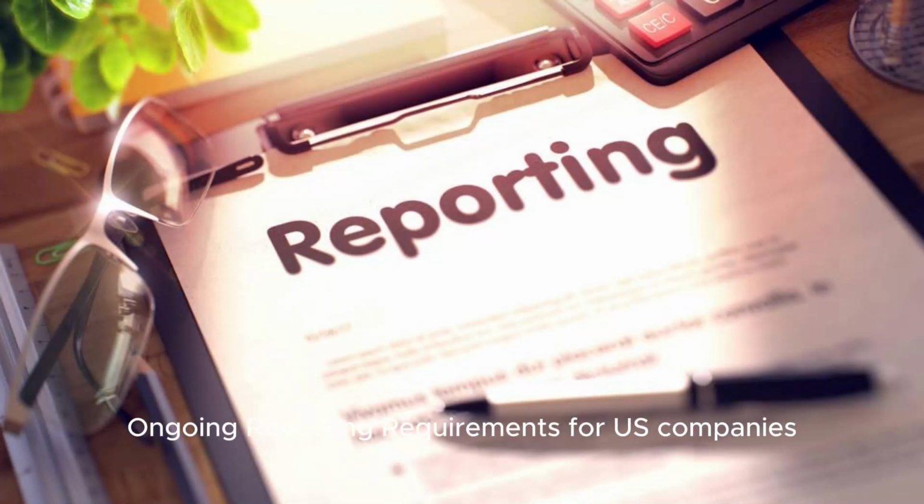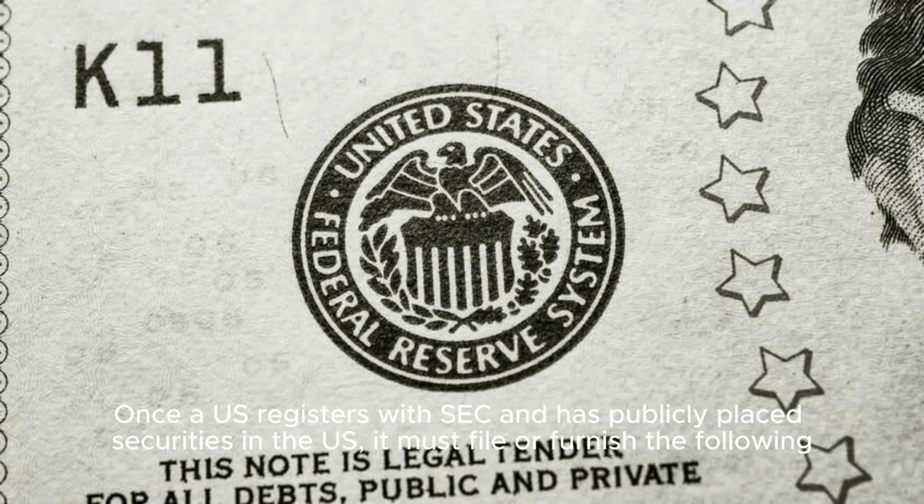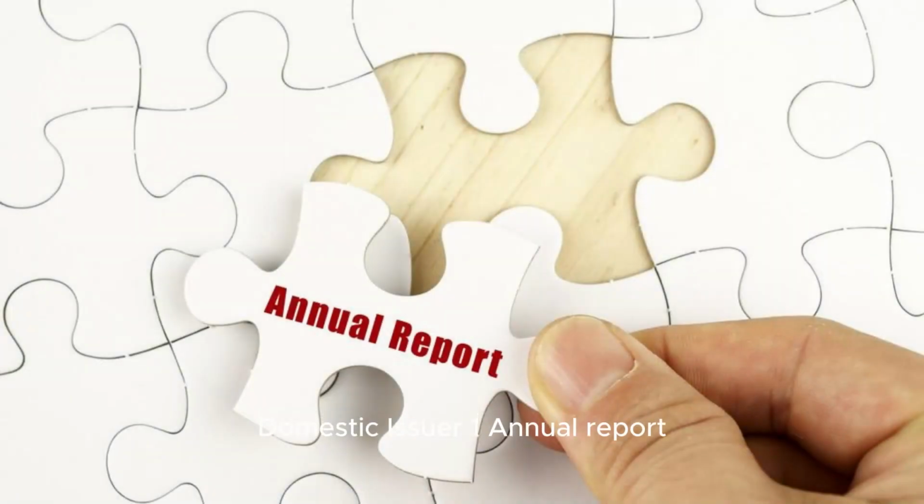Ongoing reporting requirements for US companies. Once a US company registers with the SEC and has publicly placed securities in the US, it must file or furnish the following. Domestic issuer. 1. Annual report.